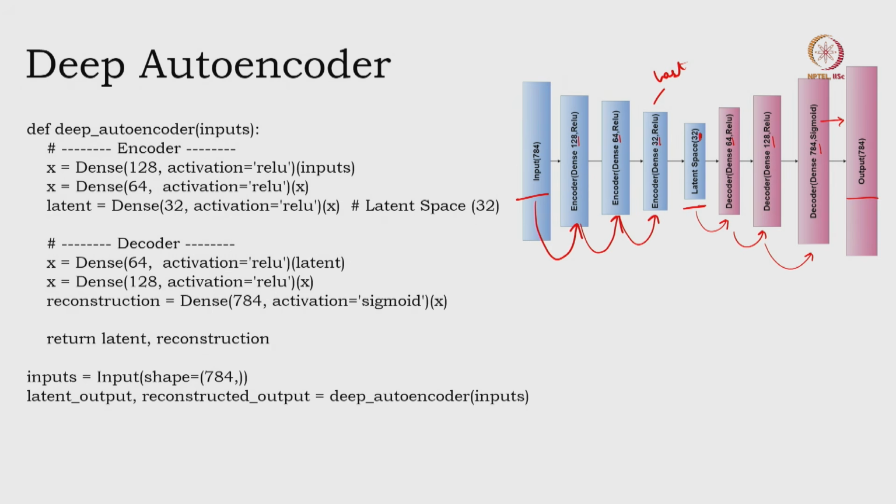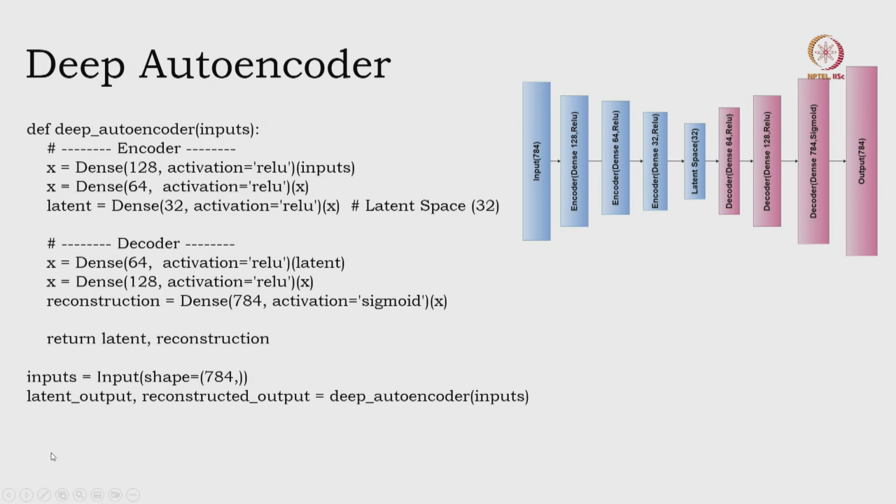So let us see how we have coded that. 784 is passed as an input to the first hidden layer H1, which has 128 units with ReLU activation. That is given to X. Now that is passed as an input to the next layer, which has 64. That X is passed, and you are again storing the value back in X. That is again given to the encoder layer, which has 32. Now this X is passed, and whatever output you get will be the latent representation.